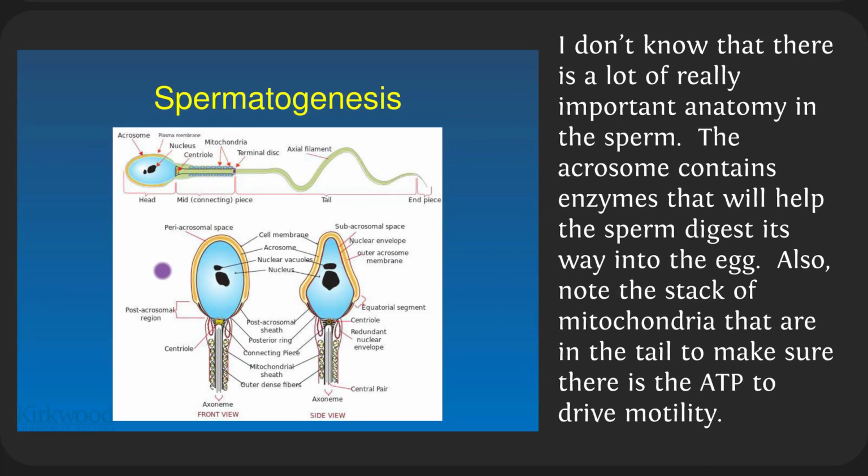I don't know that there's a lot of really important anatomy in the sperm. The acrosome at the top contains enzymes that will help the sperm digest its way into the egg. Also, note the stacks of mitochondria that are in the tail to make sure there's ATP to provide motility.